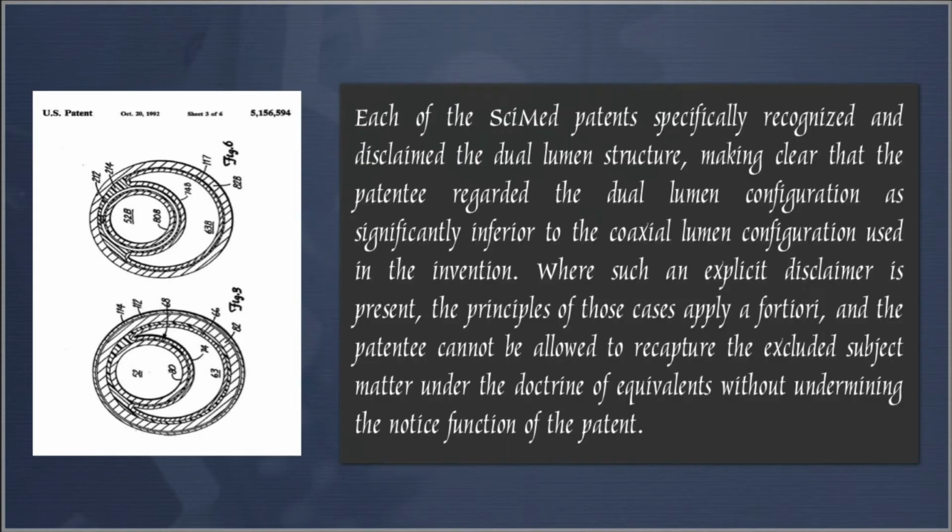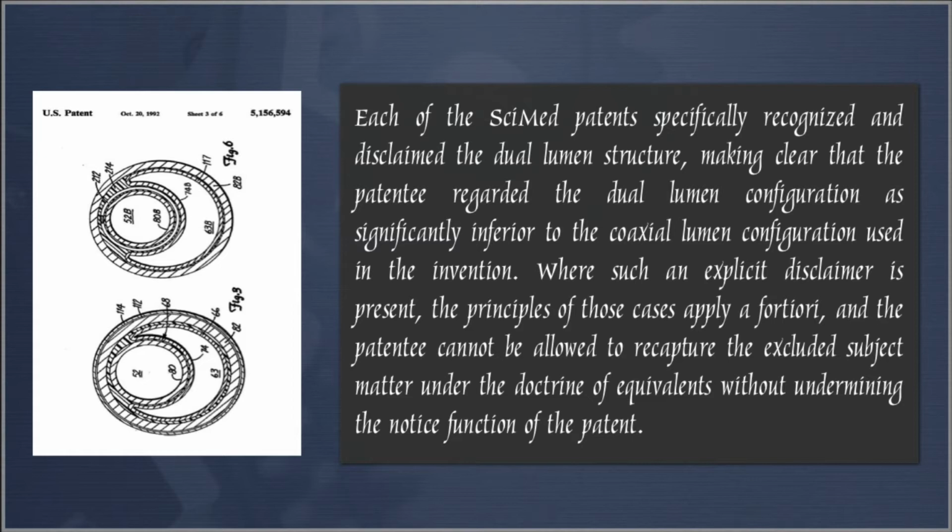The court disagrees, however, and what they say is each of the SciMed patents specifically recognized and disclaimed the dual lumen structure, making clear that the patentee regarded the dual lumen configuration as significantly inferior to the coaxial lumen configuration used in the invention. Where such an explicit disclaimer is present, the principles of those cases apply, and the patentee cannot be allowed to recapture excluded subject matter under the doctrine of equivalence without undermining the notice function of the patent. All right, what does this mean?